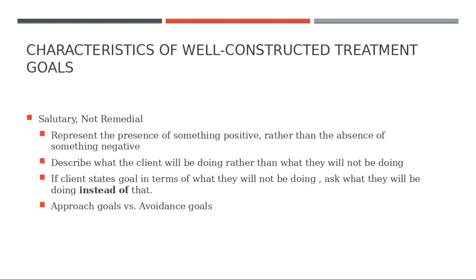If your client comes to you with the goal of, I want to stop smoking, you can have them restate that in terms of, when I get stressed, I will go out for a jog rather than smoking a cigarette. So you want to not only correct the problematic behavior, but replace that behavior with something that is beneficial for the client. So you want them to have approach goals rather than avoidance goals. What do they want to do? What do they want to approach or move toward, as opposed to only what do they want to move away from and avoid?